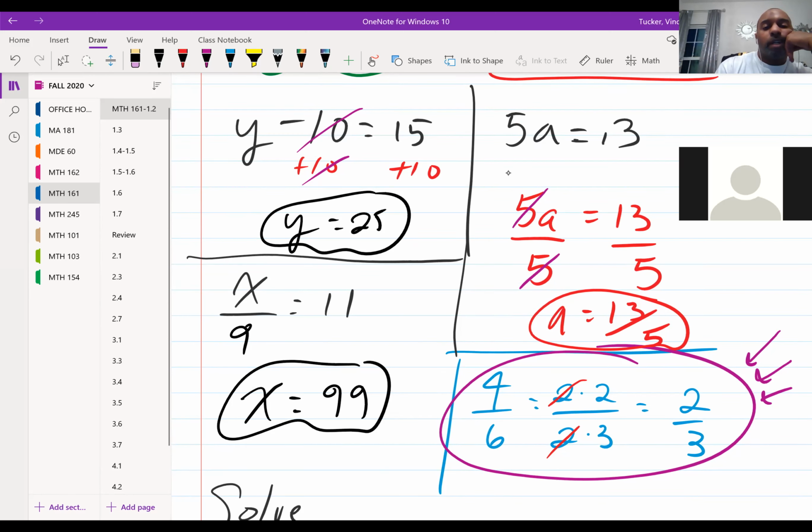All right. Then this last one, x over 9 equal to 11. That's x over 9, x divided by 9. So I will multiply both sides by 9 to get the x by itself, cancel out 9. That'll leave me with x on the left. 11 times 9 is 99.